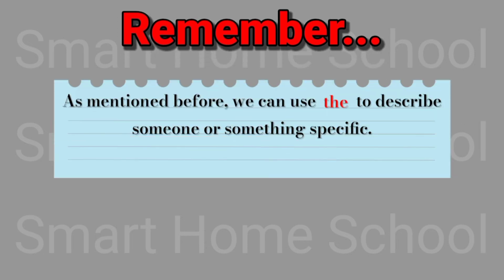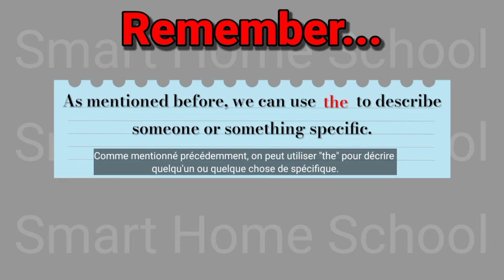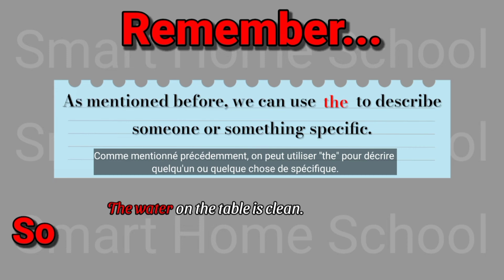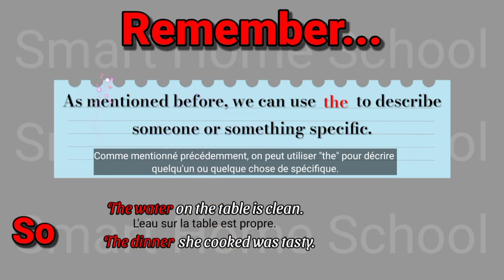Remember, as mentioned before, we can use the to describe someone or something specific. So let's see these sentences. The water on the table is clean. The dinner she cooked was tasty.